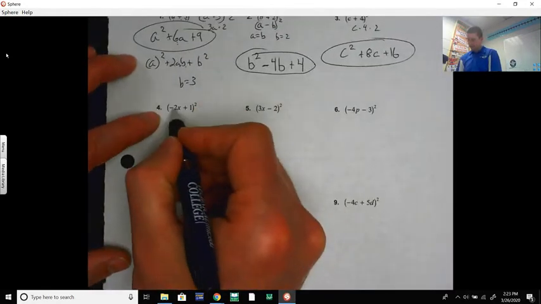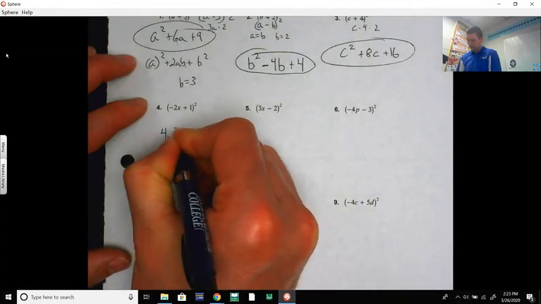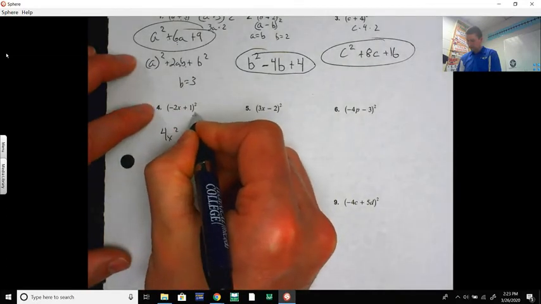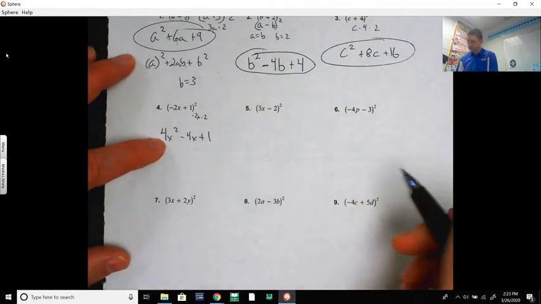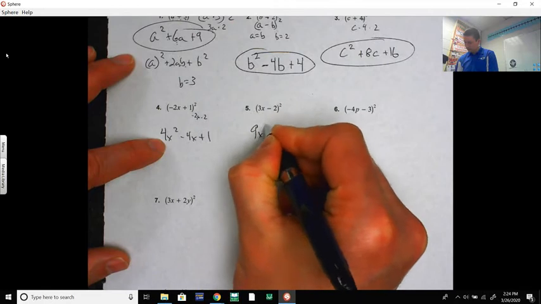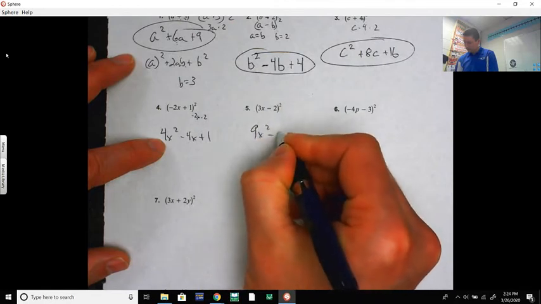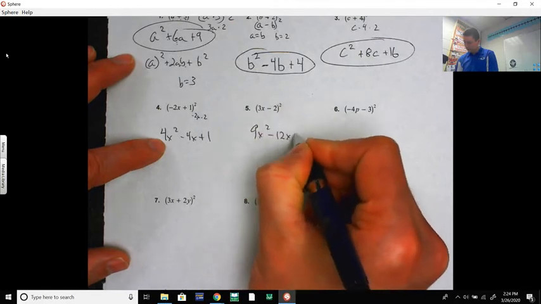Okay, it should be 4x squared. Negative 2x times 1 is negative 2x. Double it, so minus 4x plus 1. 4x squared minus 4x plus 1. 9x squared minus, that'd be 6, so that'd be minus 12x plus 4.